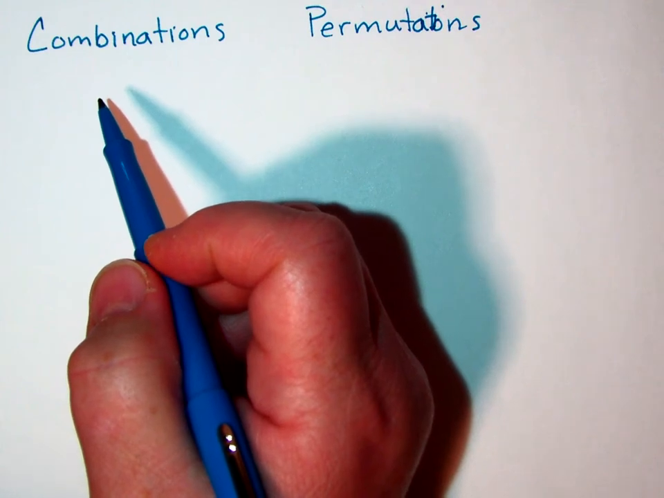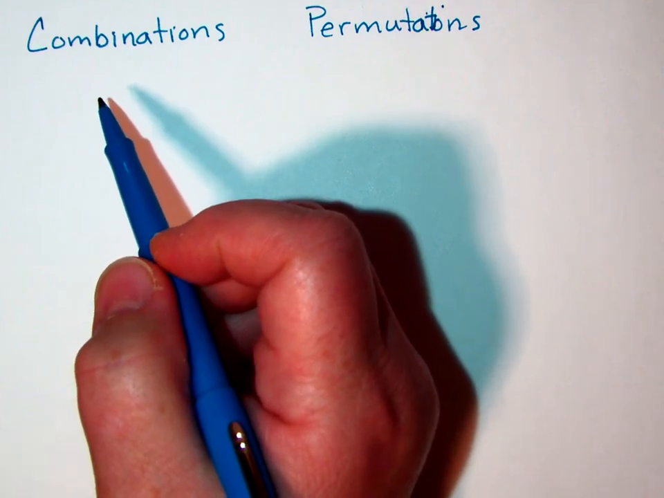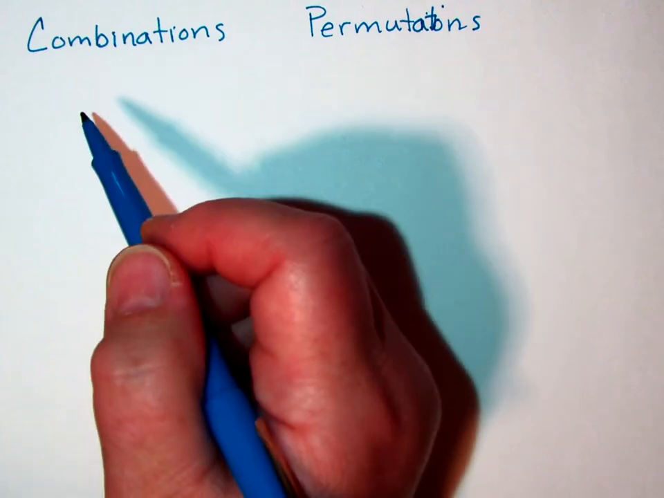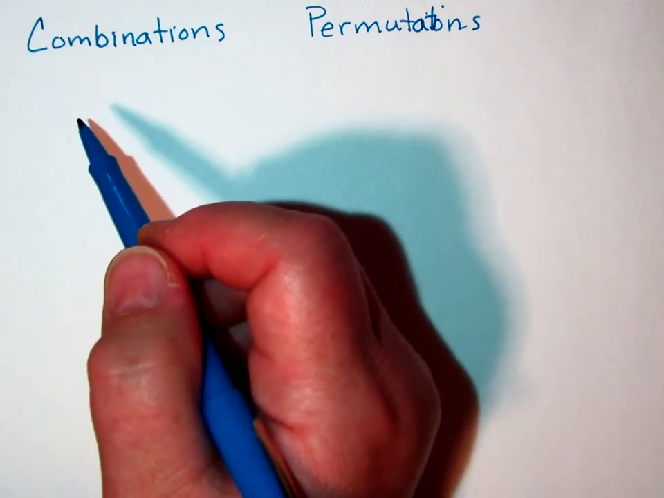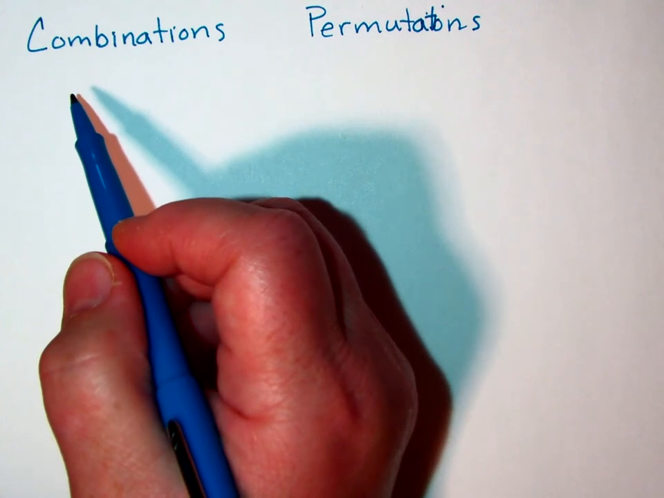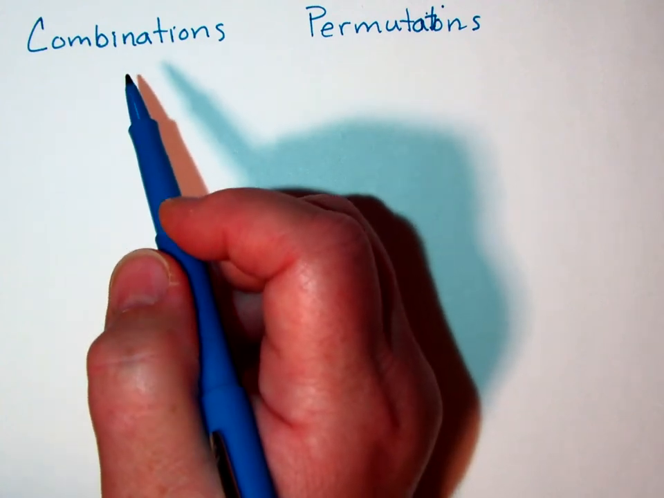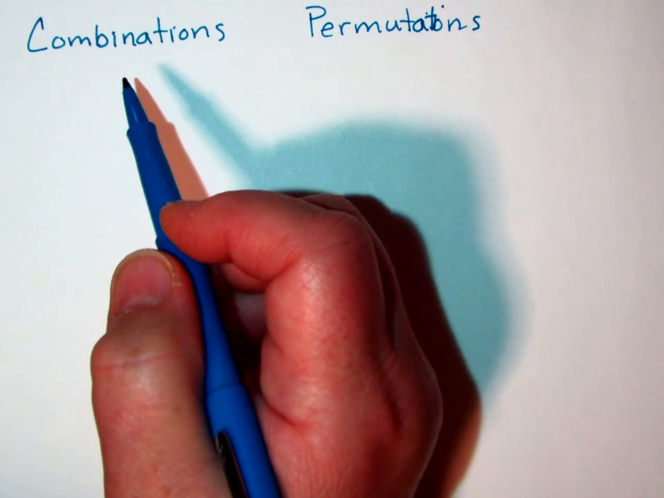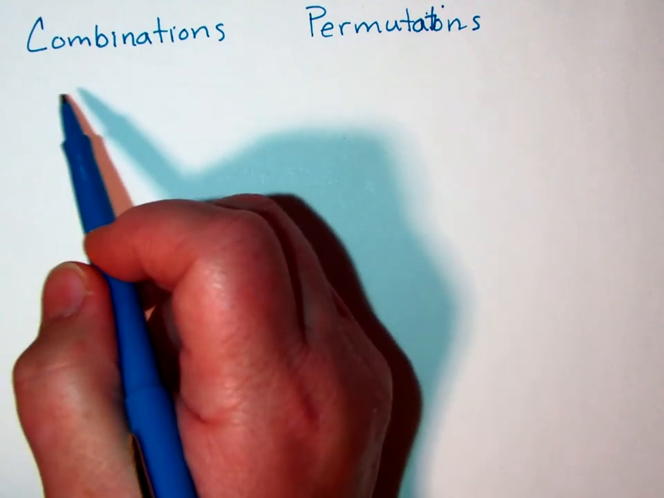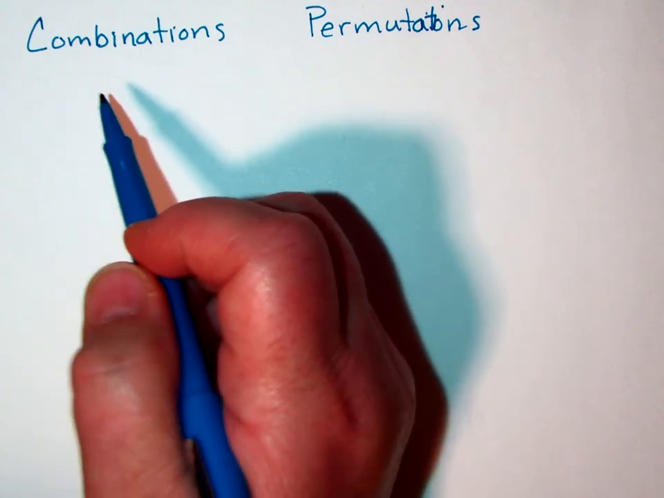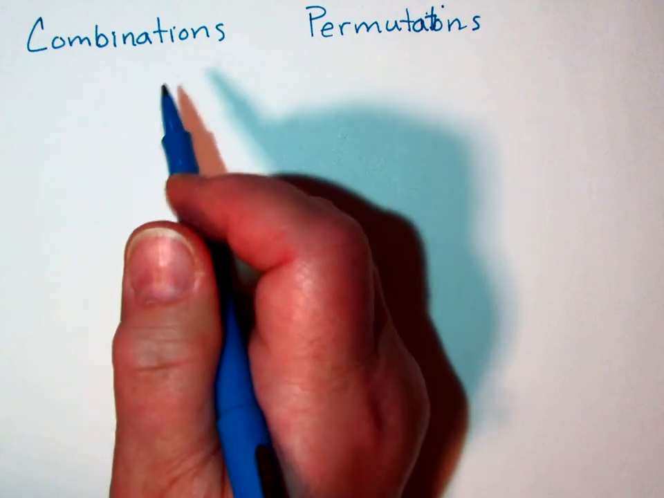So for example, if you said, I want to have certain toppings on my pizza. I want pepperoni, mushrooms, olives, and I want to know how many different combinations of pizza toppings you could have at a pizza parlor. And it wouldn't matter what order those toppings were listed.